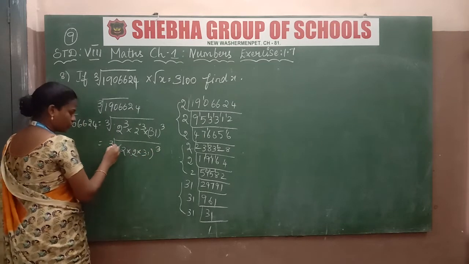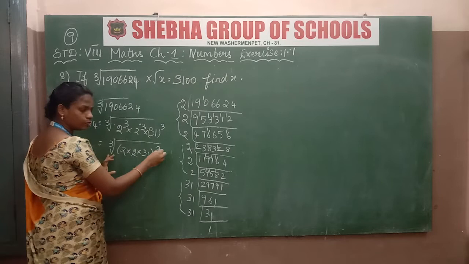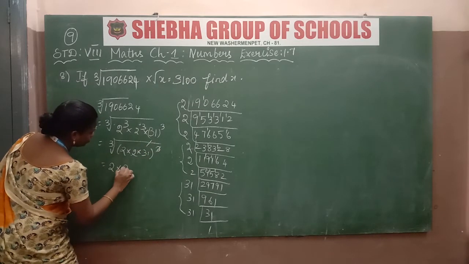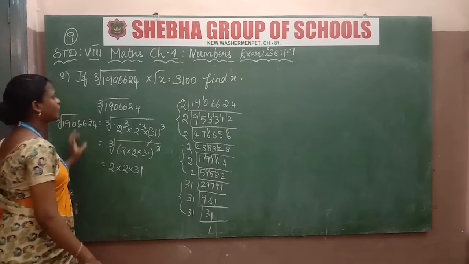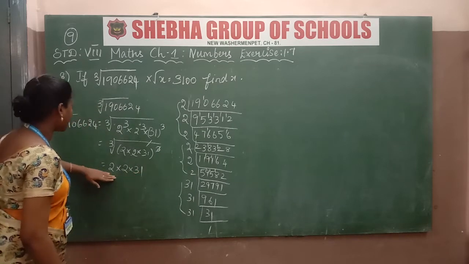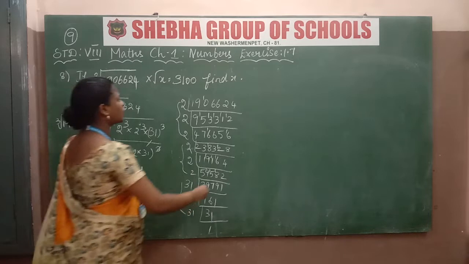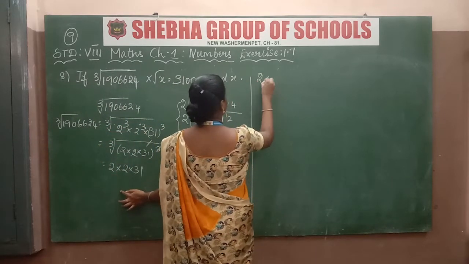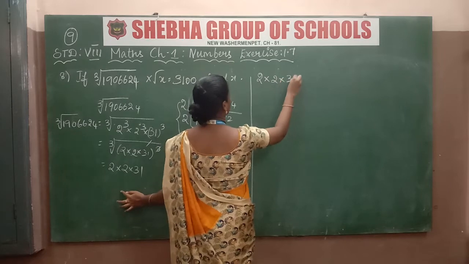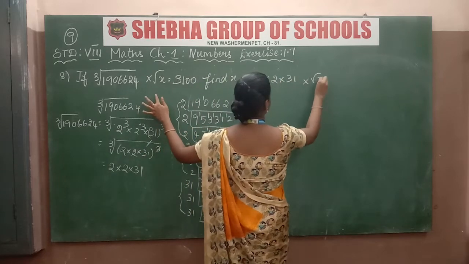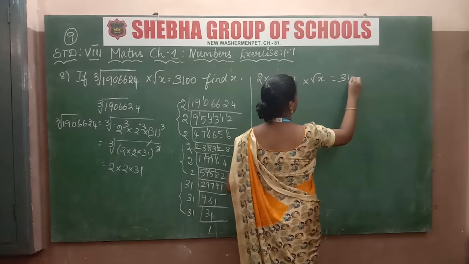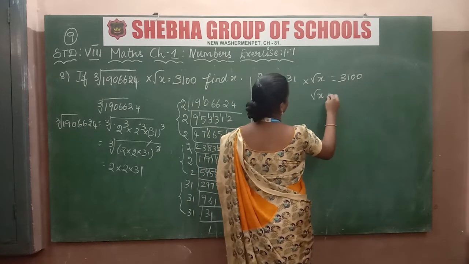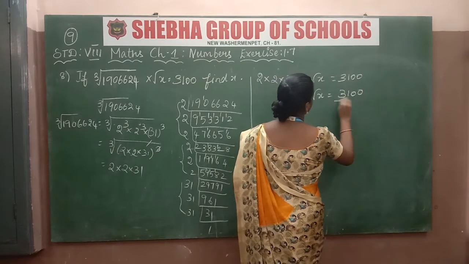So இந்த root cube-உம் cube root-உம் இந்த cube-உம் வந்து cancel ஆயிடுச்சுன்னா balance value is 2 into 2 into 31. So நம்ம இதற்கு இந்த values எடுத்து நம்ம இதில் substitute பண்ணும். We have to substitute this values. So the value is 2 into 2 into 31 into root x is equal to 3100. Okay. Then root x is equal to 3100 whole divided by.